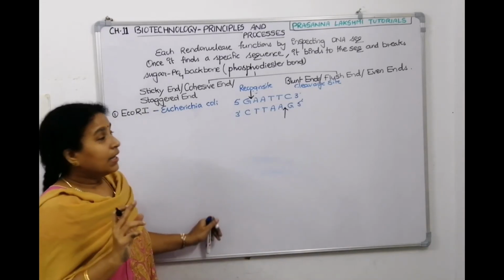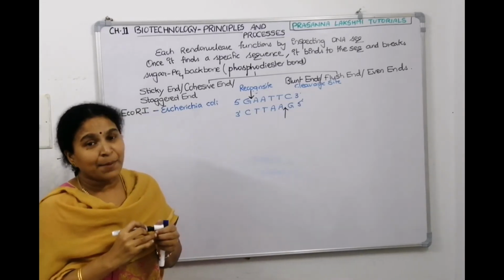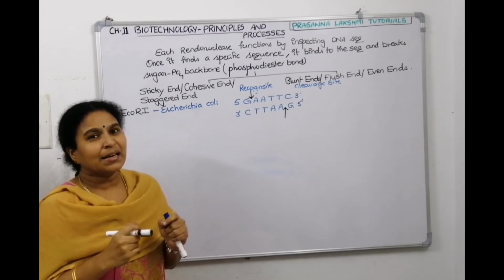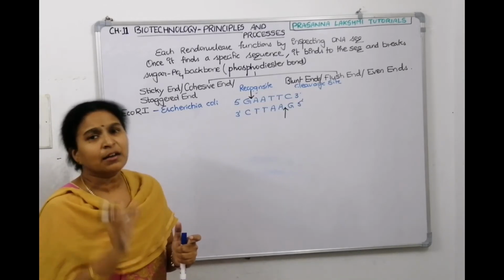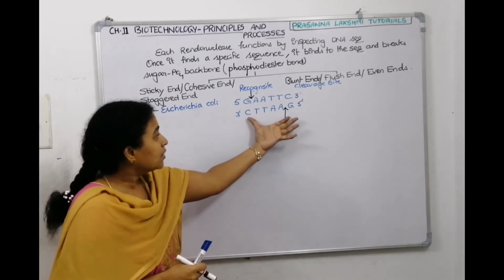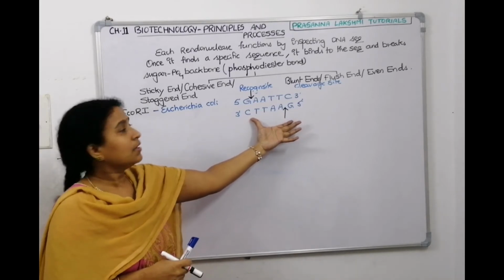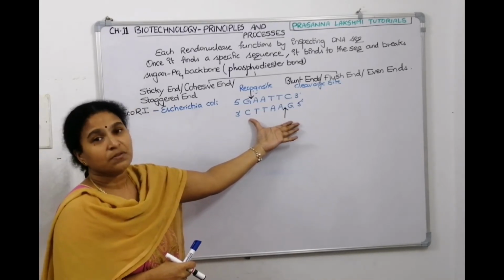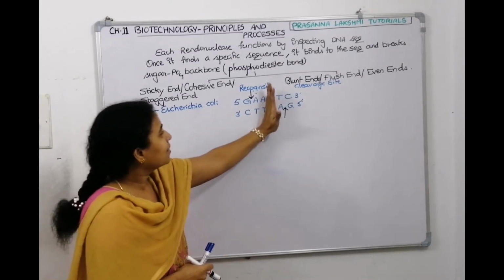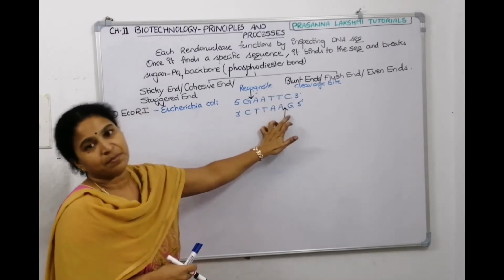We discussed that it's a type 2 enzyme and it cuts slightly away from the center, but within the recognition sequence. See, within the recognition sequence, it is cutting. Very much within the recognition sequence it's cutting, but not at the center, children. It's cutting slightly away from the center.